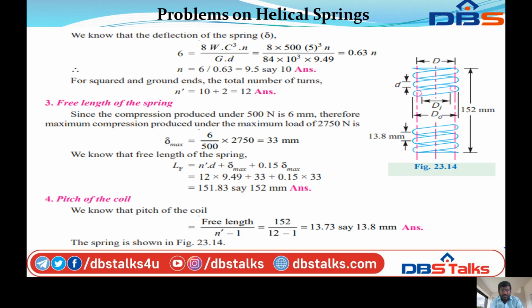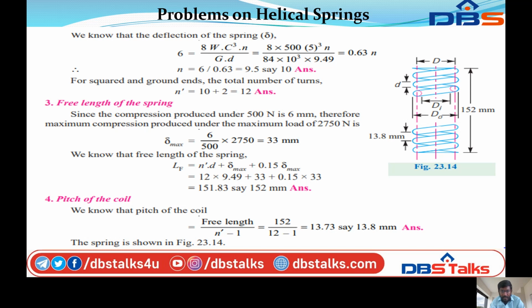We know the deflection of the spring delta is equal to 6, which is 8 W C cube n by G d. That is equal to 8 into 500 into 5 cube into n by 84 into 10 cube into 9.49, which is equal to 0.63 n. Therefore n is equal to 6 by 0.63, that is 9.5, approximately rounded to 10. For squared and ground ends, the total number of turns n dash is equal to 10 plus 2, that is 12.